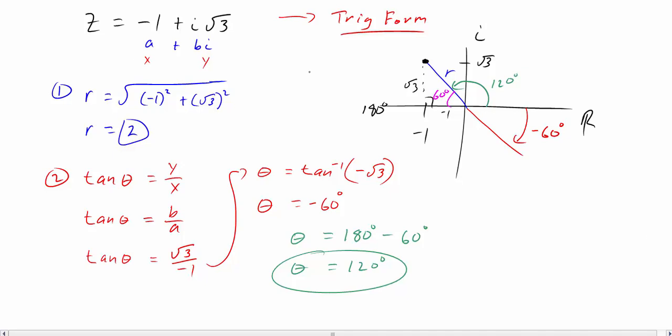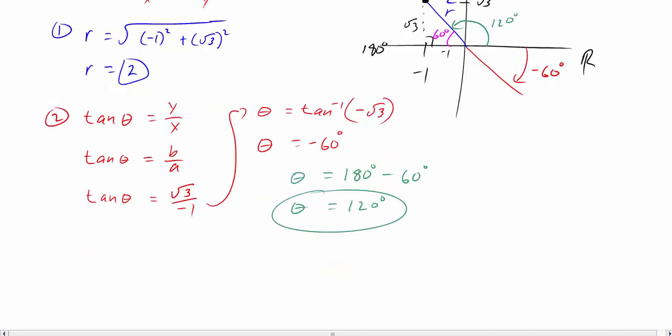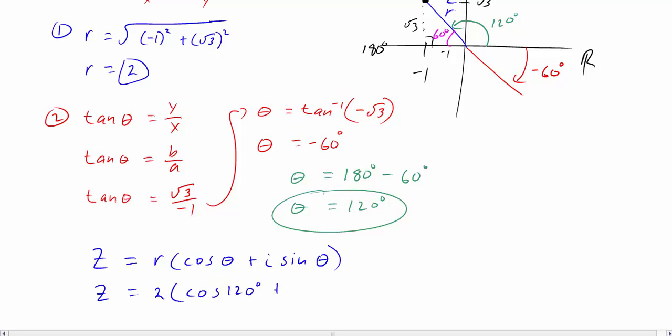So this is 120. We know r, which we said is equal to 2. So now we can come up with our trig form. Z is equal to, and our formula says what? R cosine theta plus i sine theta. So for us, z, the complex number, is the r value of 2 times cosine of 120 degrees plus i sine of 120 degrees.